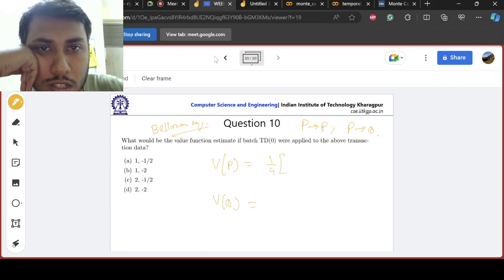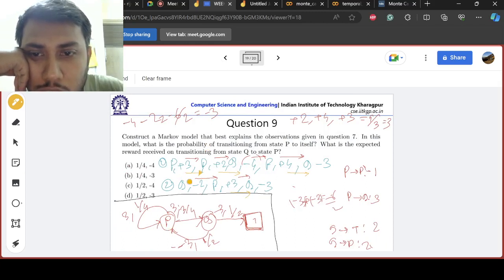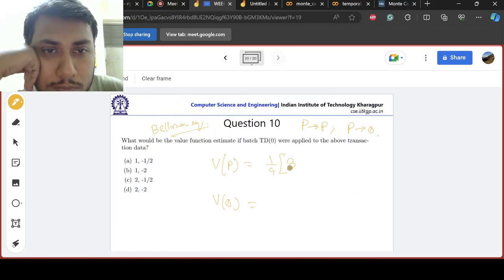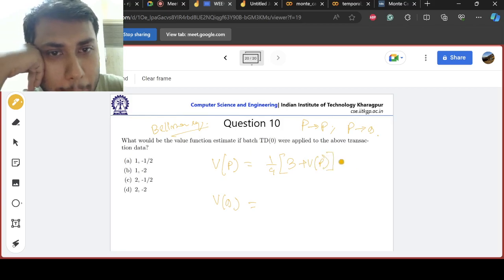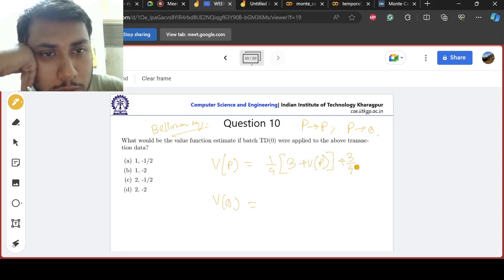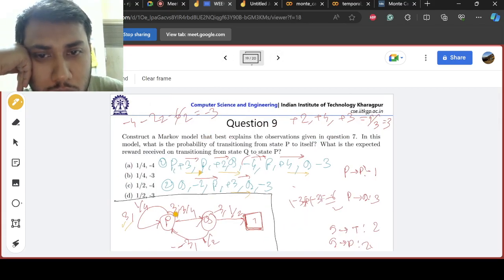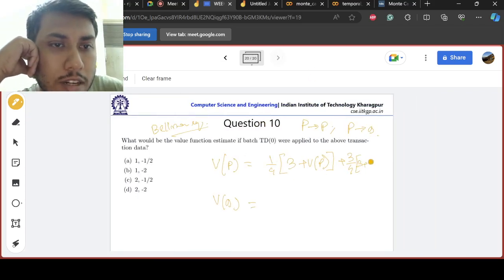What is the reward? Let's check the reward. For P to P, the reward is 3. So it will be 3 plus V of P, the Bellman equation's next state, plus 3 by 4. How much value are we getting from going from P to Q? 3. So we write down the 3 here, plus again value of Q, just the Bellman equation.